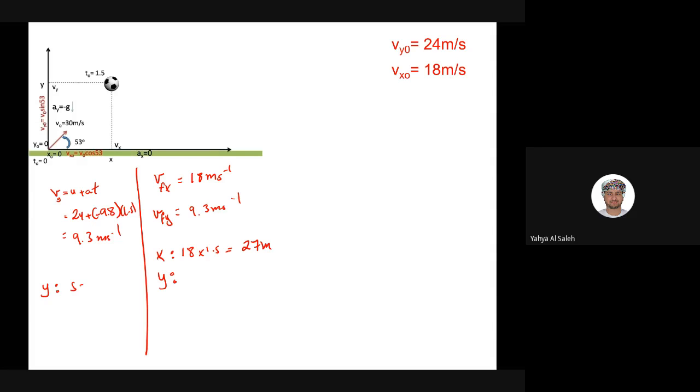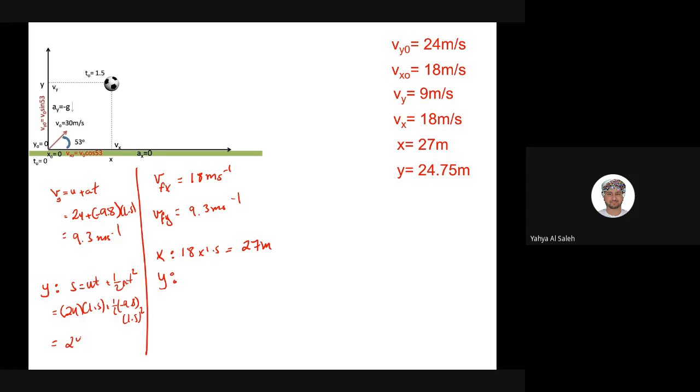I have my equation S equals UT plus half AT squared, right? Yes. So my initial is 24, my time is 1.5, plus half times minus 9.8 times 1.5 squared. And that should give me 24.75 meters. So my velocity at 1.5 seconds is this, and my distance at 1.5 seconds is this.